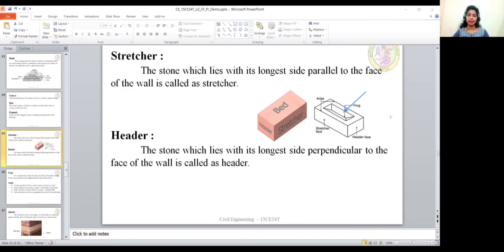Okay, it is known as frog. See, it is known as frog. It is a depression on the top face of a brick is known as frog.